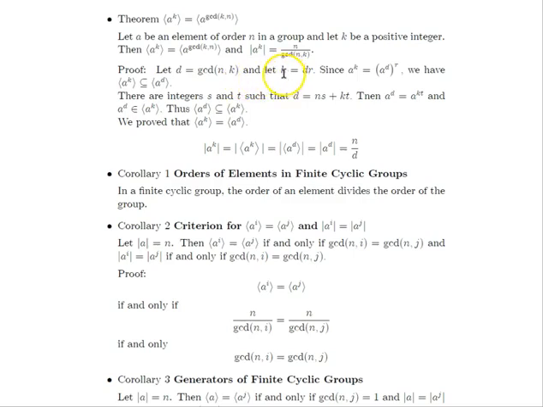Then k is divisible by d, so we can write that k is equal to d times some integer r. Then a to the k is a to the d to the r, which shows that a to the k is contained in the cyclic group generated by a to the d, and any power of a to the k is contained in the cyclic group generated by a to the d. So we have this inclusion.